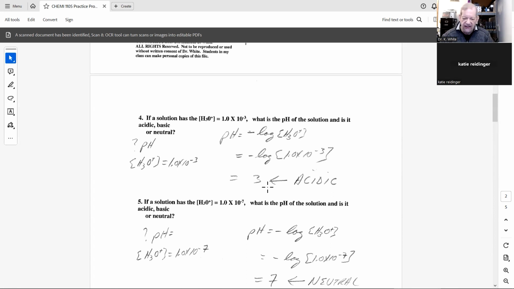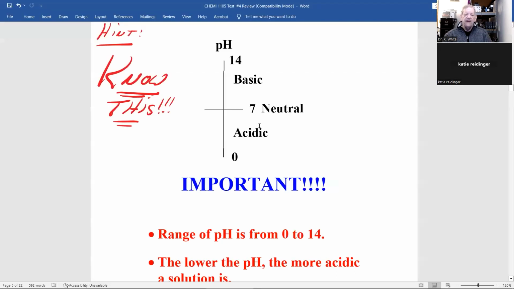Is this acidic, basic, or neutral? Well, hopefully you have learned the scale. pH 3 is less than 7, therefore it's acidic. Oh, let's do another one. These are fun.